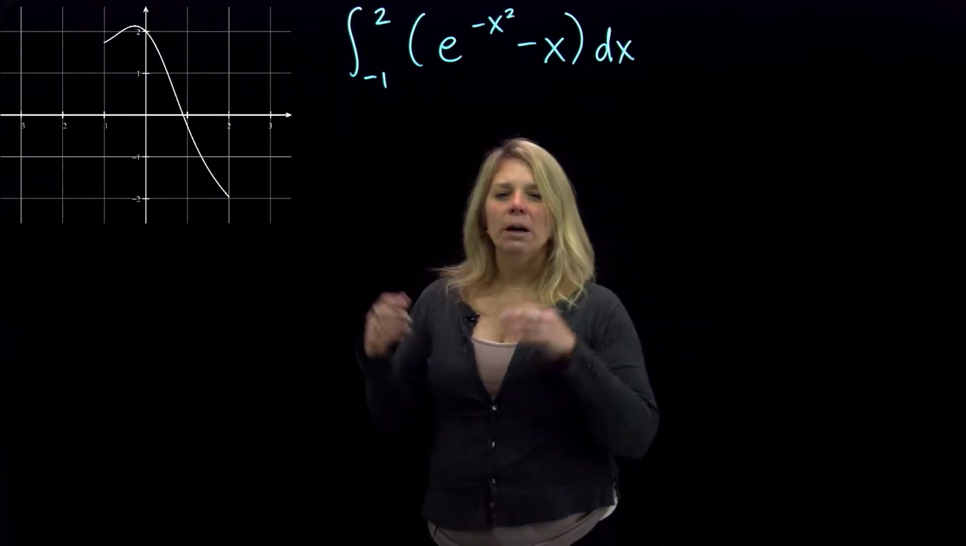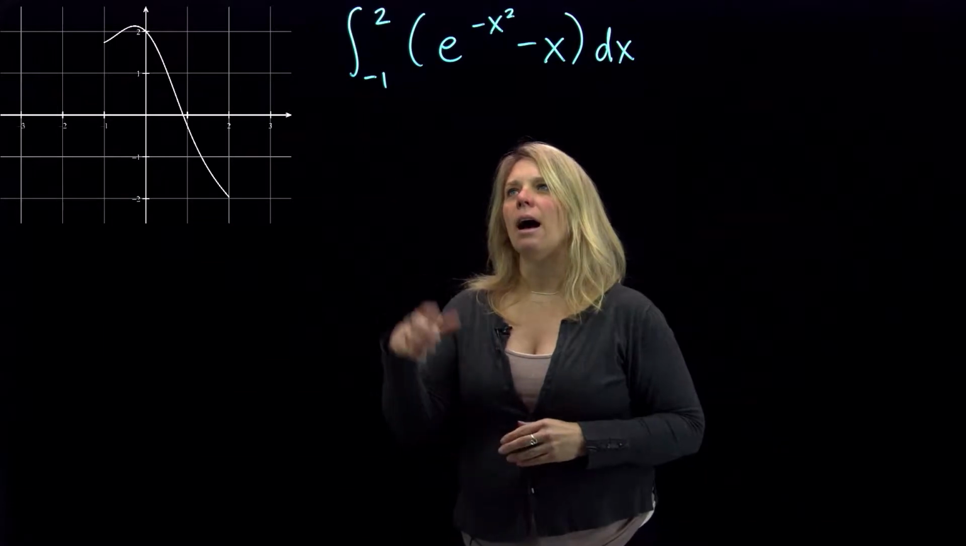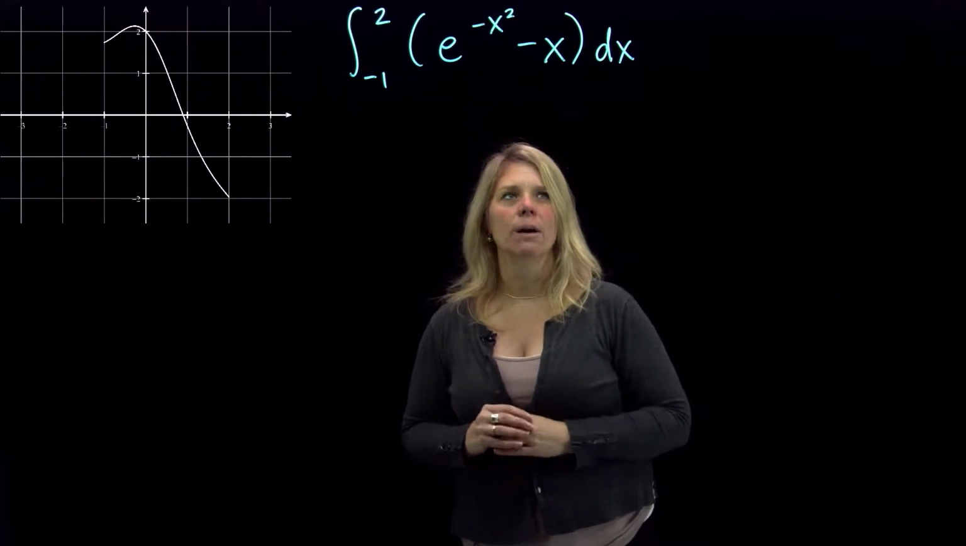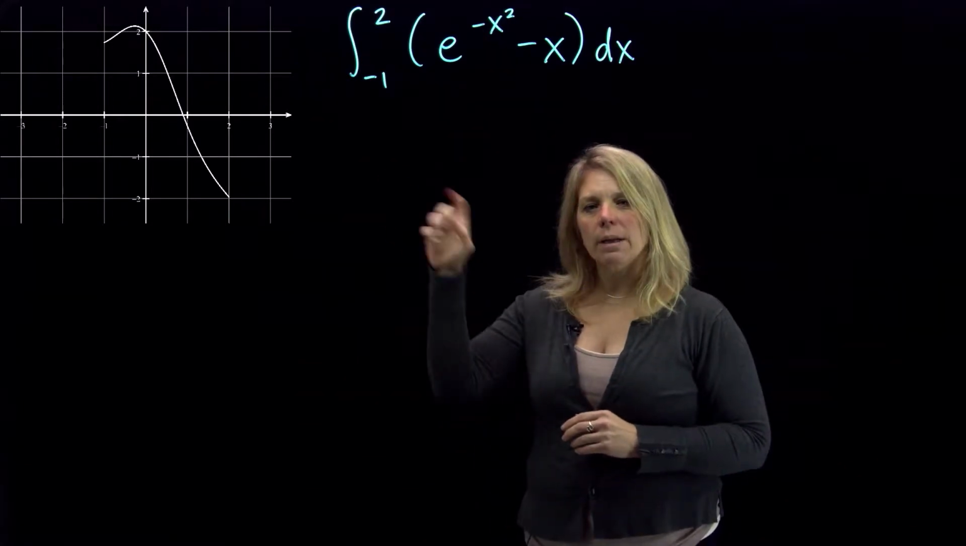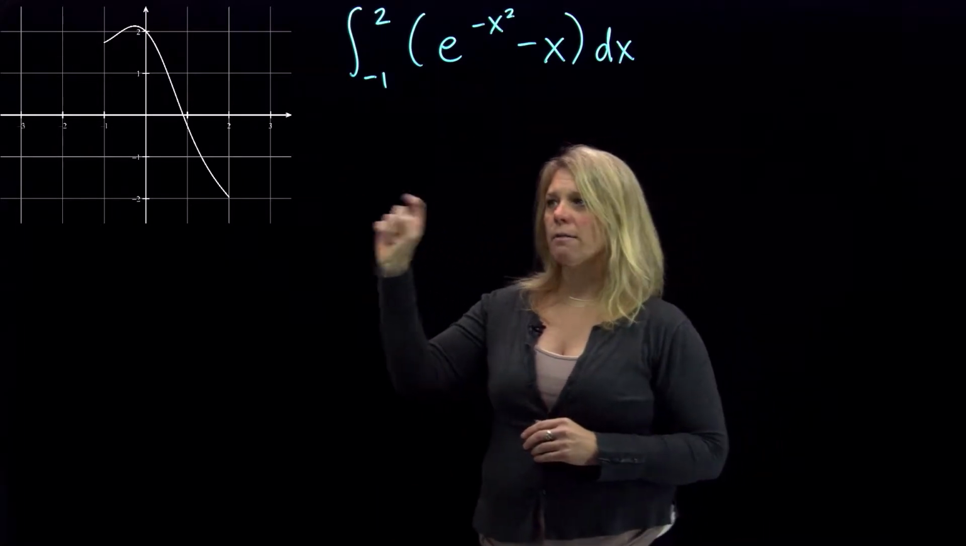Hi, we're wanting to evaluate this definite integral from -1 to 2 of the function e to the negative x squared minus x dx. What this integral would represent, we would expect to get a number from this. Over here you see a graph.